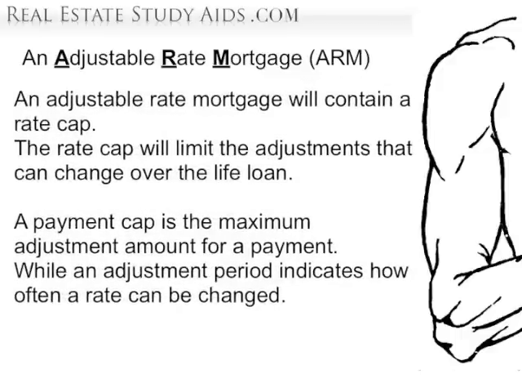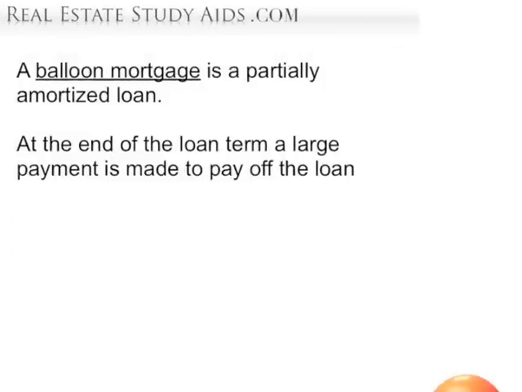The rate cap will limit the adjustments that can change over the life of the loan. A payment cap is the maximum adjustment amount for a payment, while an adjustment period indicates how often a rate can be changed. A balloon mortgage is a partially amortized loan. At the end of the loan term, a large payment is made to pay off the loan.